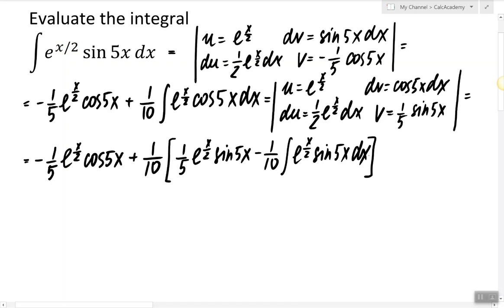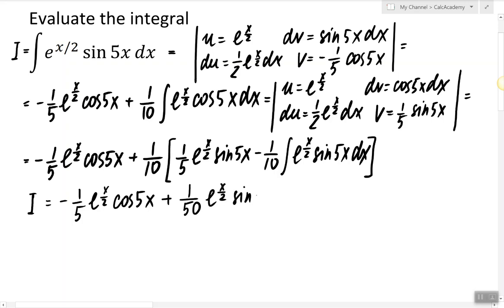And what we notice here is that we ended up with the same integral that we started with. And the idea is to label this integral with some letter I. And let's write down what we know about I. We know that I is equal to negative 1/5 e to the x over 2 cosine 5x plus, and I'm going to distribute 1/10, so 1/50 e to the x over 2 sine 5x minus 1/100, and this is the same integral, so we call it I.